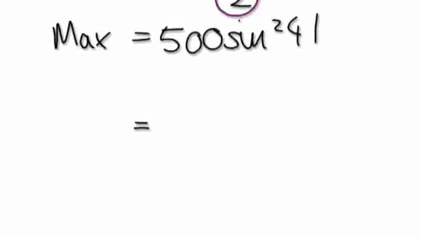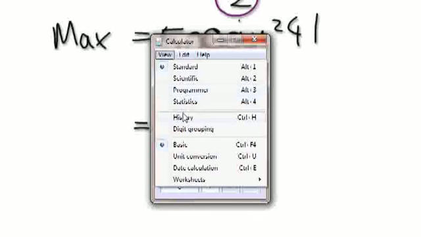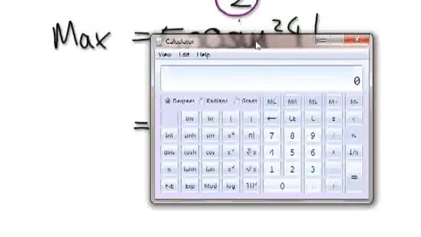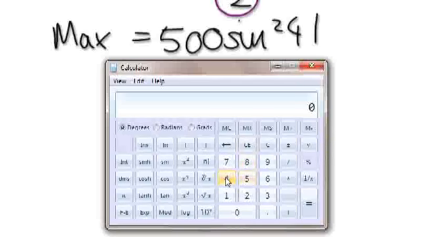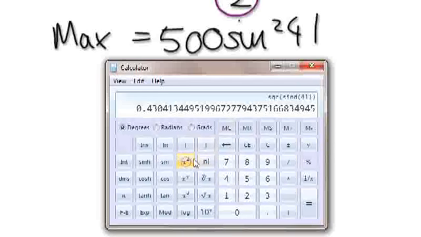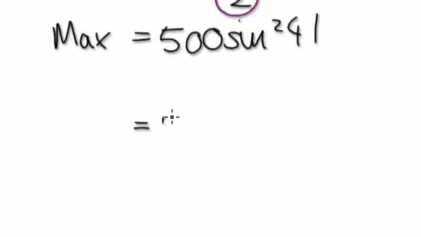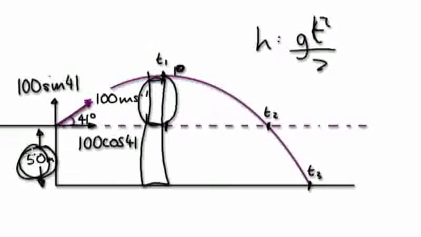Hang on, let me just work this out on the calculator first. Okay, so we sine 41, and then we've got to square it, and then times 500 equals that. Let's just say it's 215 meters. So this distance here is 215.